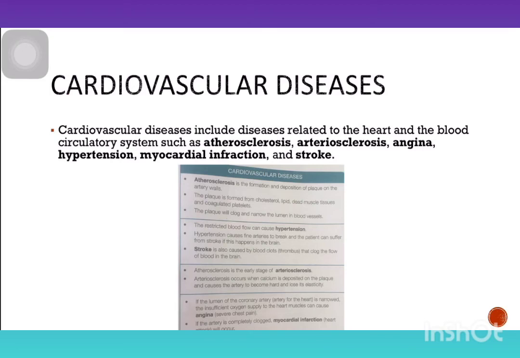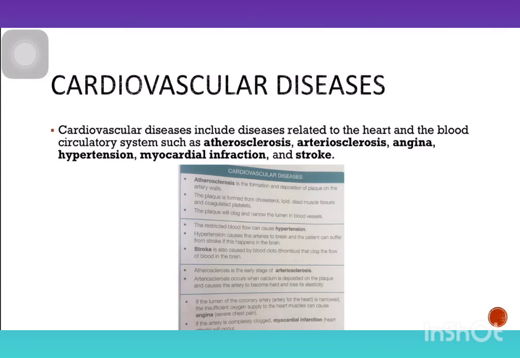So we jump into the cardiovascular diseases. First, atherosclerosis. It is a formation and deposition of plaque on the artery walls. The plaque is formed from cholesterol, lipid, dead muscle tissues, and coagulated platelets. The plaque will clog and narrow the lumen in blood vessels, causing less blood to flow back. Second, we have hypertension. Hypertension causes fine arteries to break and patients can suffer from stroke if this happens in the brain. Stroke is also caused by blood clots that clog the flow of blood in the brain.